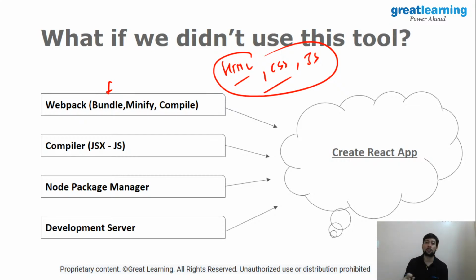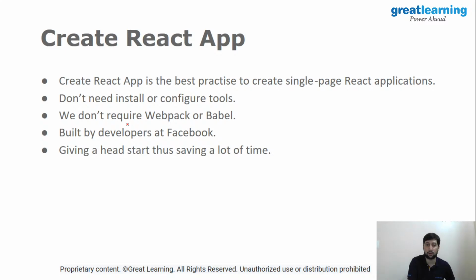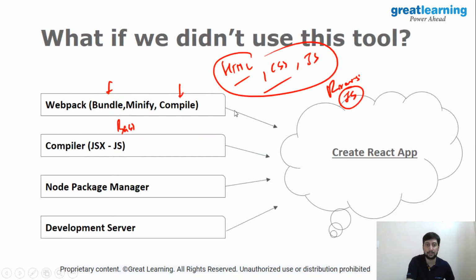Now you are minifying this into a single file, and then finally you are going to compile it. When you talk about the browser, it can understand only JavaScript, so you need a compiler. Babel is that compiler. Babel helps us to convert JSX code, which is something we talk about at the end of this session.